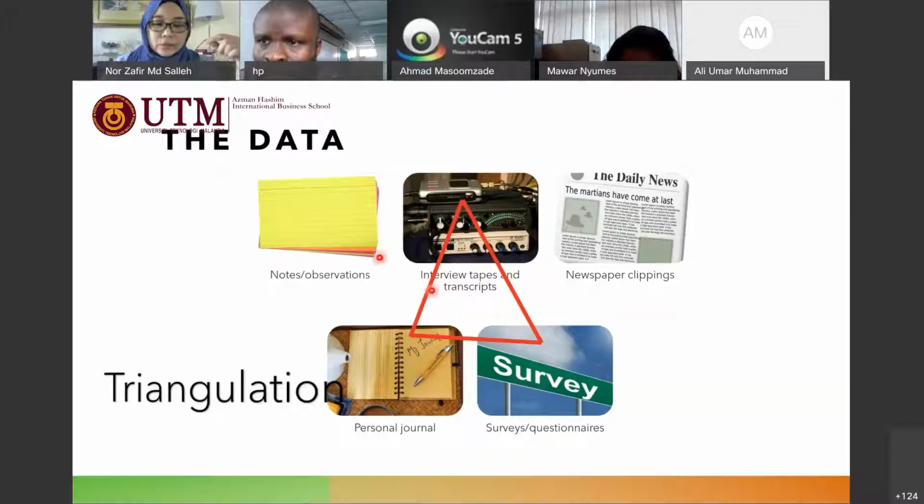To ensure credibility, many researchers propose triangulation of the data. So you must have several sources of data to make sure that your research is credible and trustworthy.